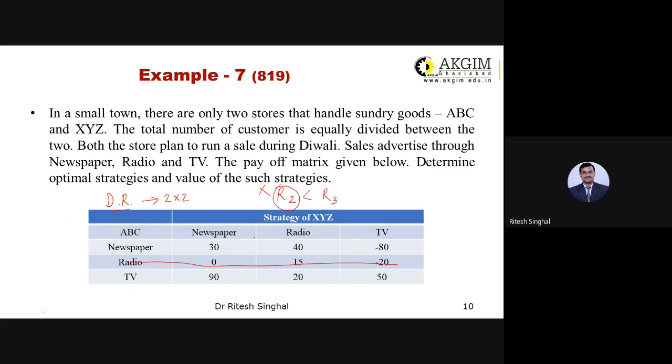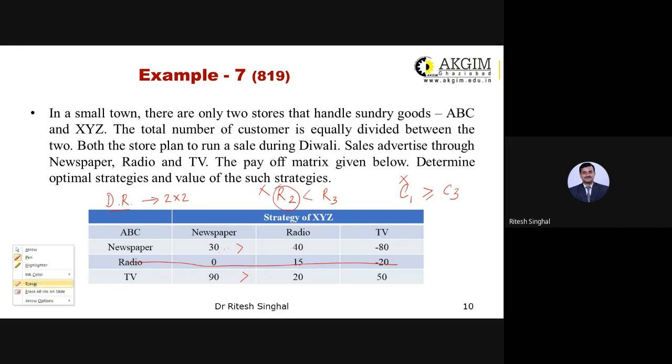Now compare column-wise. Take the first two columns, 30 and 40, 40 is greater; 20 and 90, 90 is greater. So no comparison. Compare the second and third columns. 40 is greater than this, but 50 is greater than this. No comparison possible. Try another combination, the first and third columns. 30 is greater than 80, very good. 90 is greater than 50, very good. So we can say C1 is greater than or equal to C3, and we can remove C1 here.